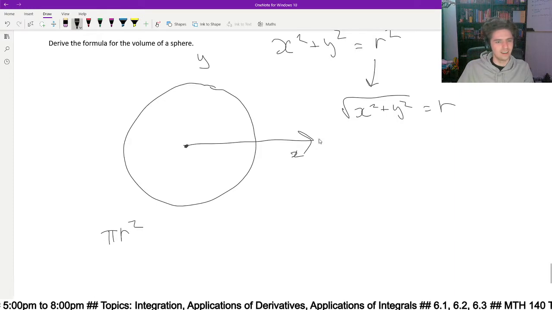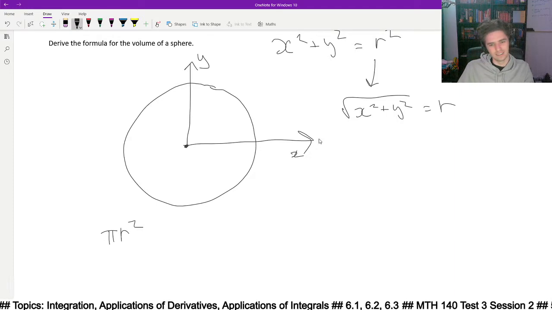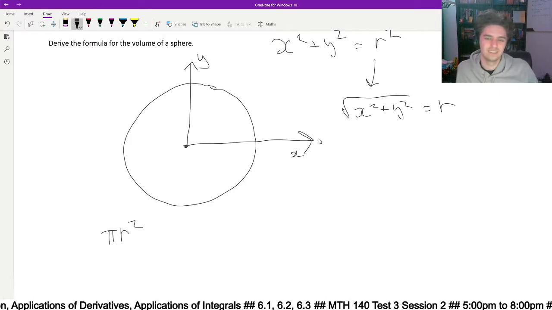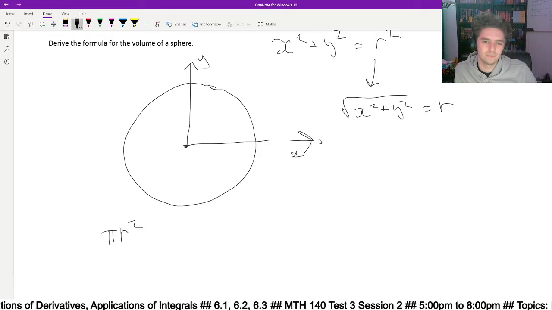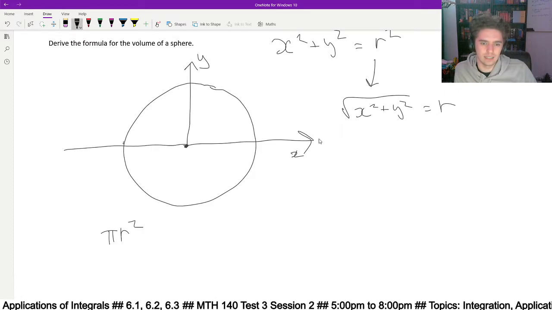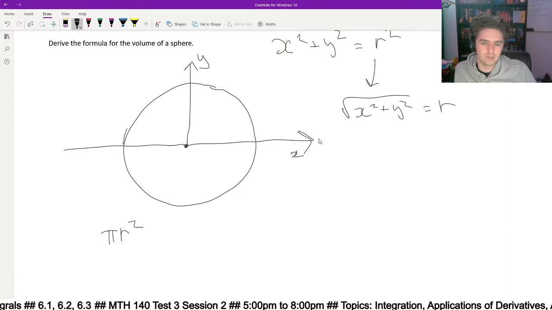I swear I could do this before, and now I'm drawing a blank. Does anybody? Maybe draw a semicircle on the x-axis and then rotate it around the x-axis. Then you can probably get something from there. Yeah, take this semicircle and rotate it around the axis.